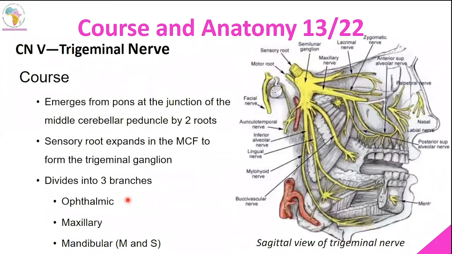What you have here is the fifth cranial nerve, the trigeminal nerve, which emerges from the pons at the junction of the middle cerebellar peduncle, and it does so by two routes.